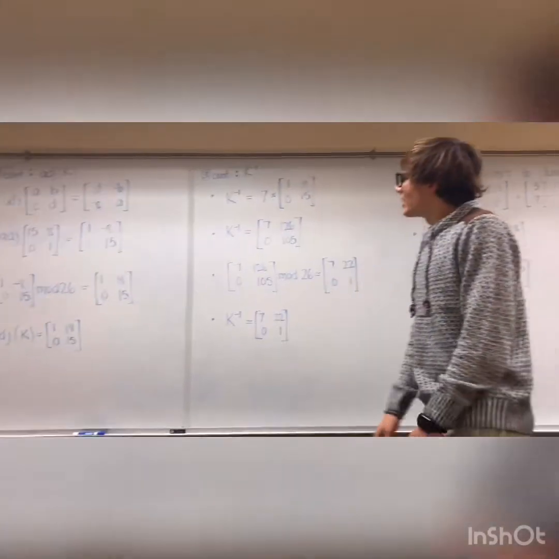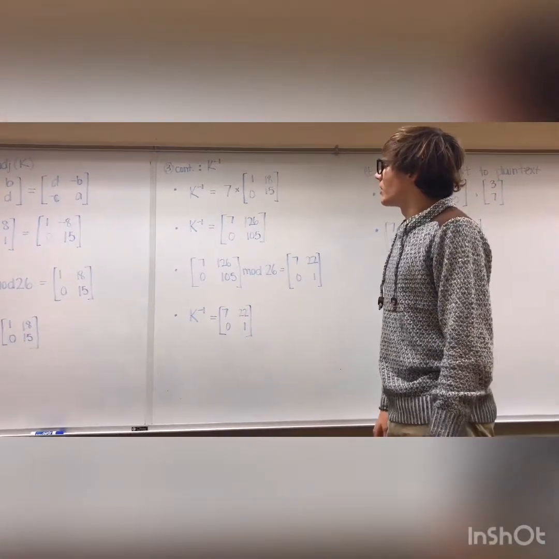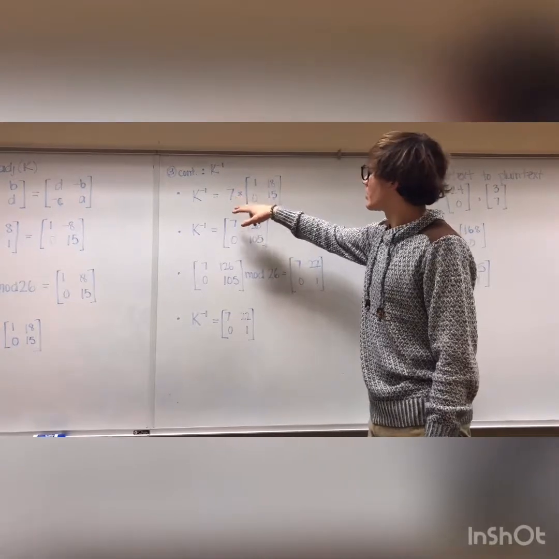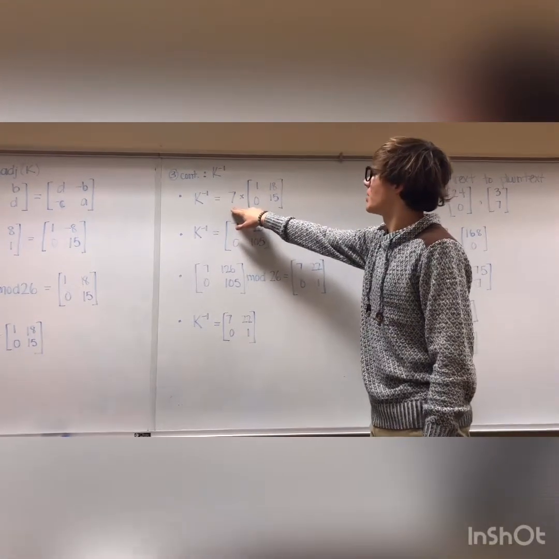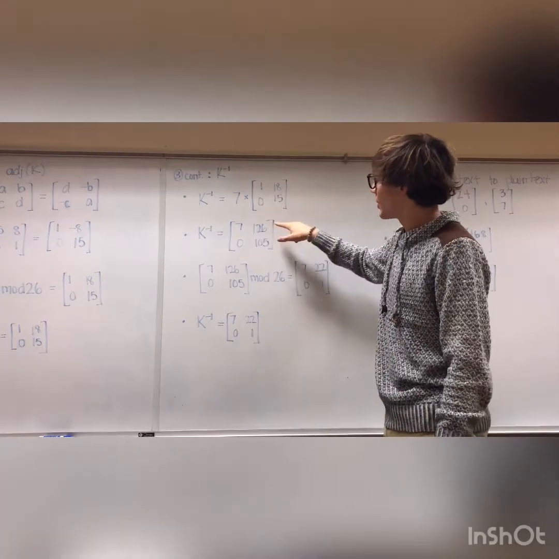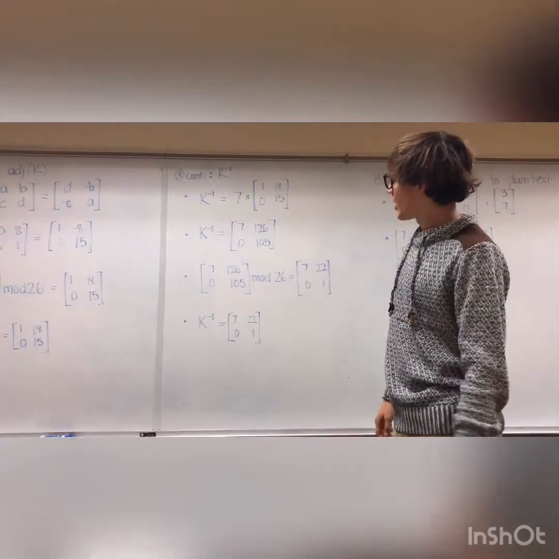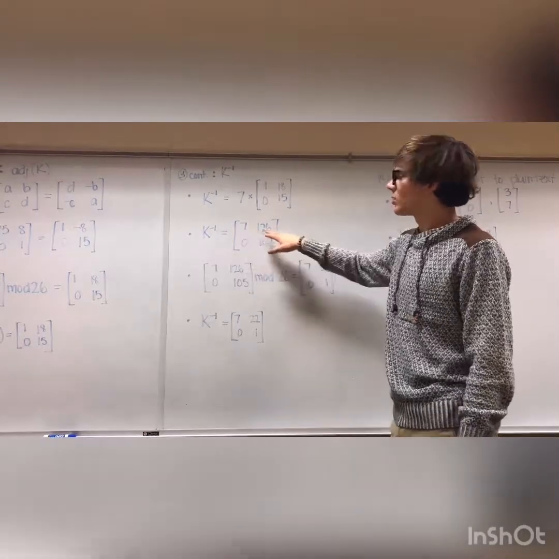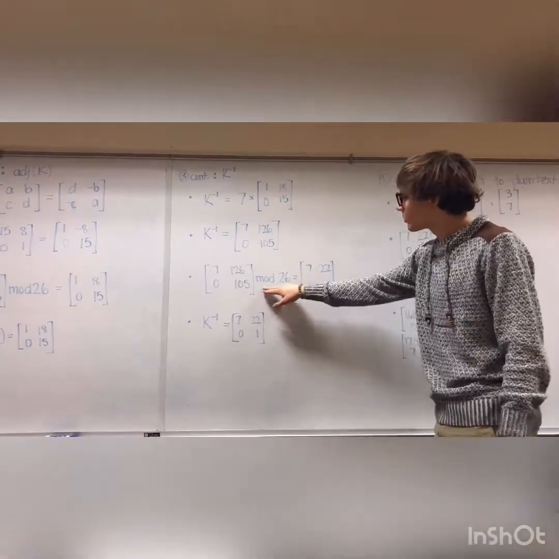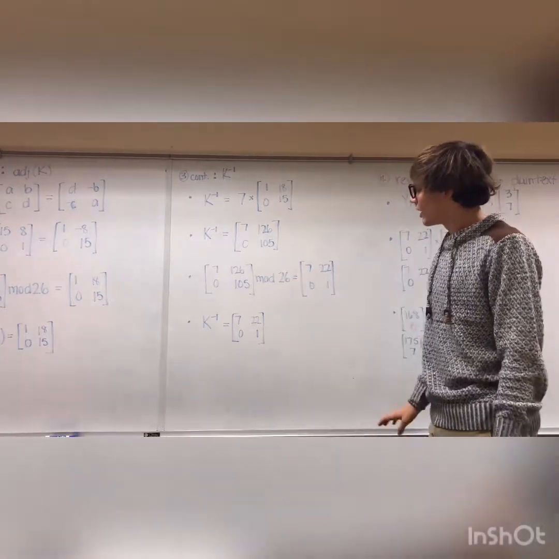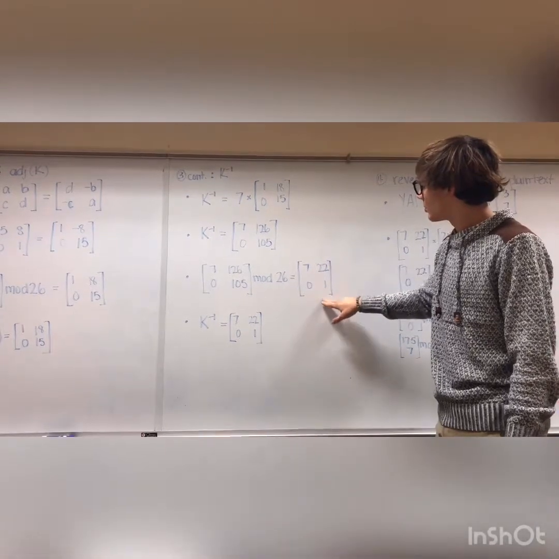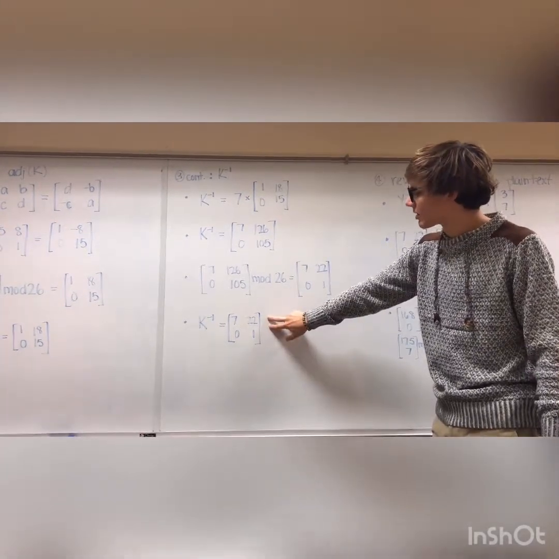So now to finally calculate the inverse of our key matrix, we take the inverse of our determinant, 7, times our adjugate matrix of K, which is 1, 18, 0, 15, and we multiply them out. So 7 times that matrix gives us 7, 126, 0, and 105. And we take that value mod 26 again to make sure it's in our alphabetic range. And we get 7, 22, 0, and 1. And that's our inverse key matrix.